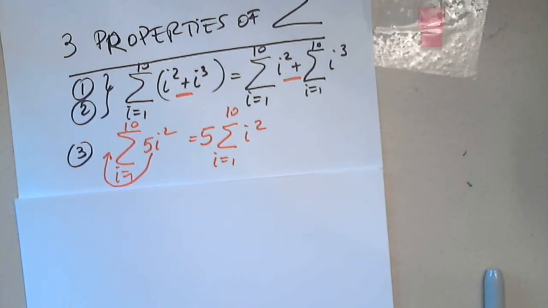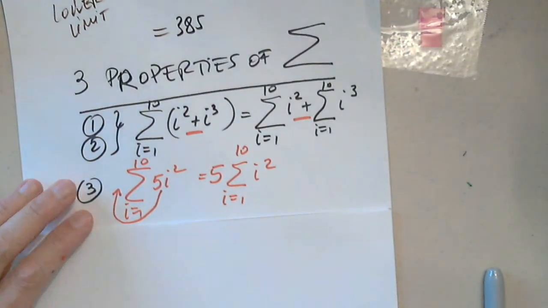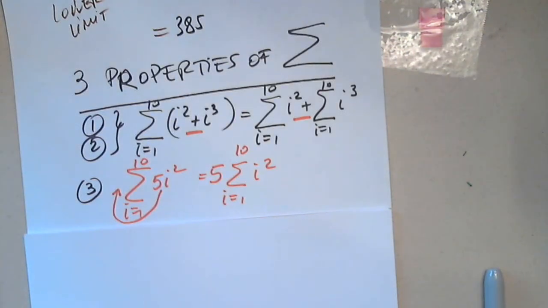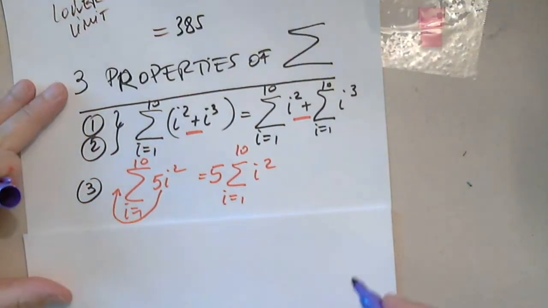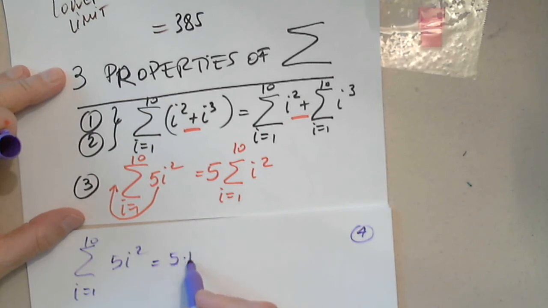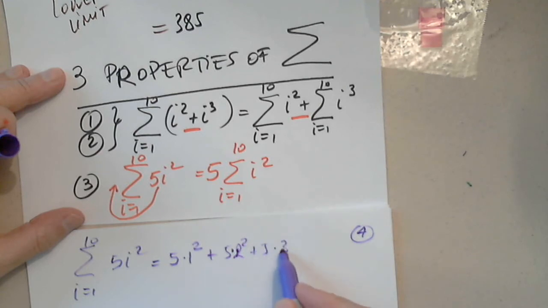Can you go over the third step one more time? Sorry. It's a constant multiplied by I squared. So I have 5I squared from I equals 1 through 10. I will have 5 times 1 squared plus 5 times 2 squared plus 5 times 3 squared plus dot dot dot plus 5 times 10 squared. And I can pull 5 in front, and I have 1 squared plus 2 squared plus 3 squared plus dot dot dot plus 10 squared.